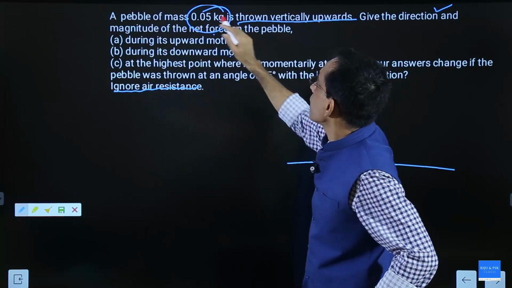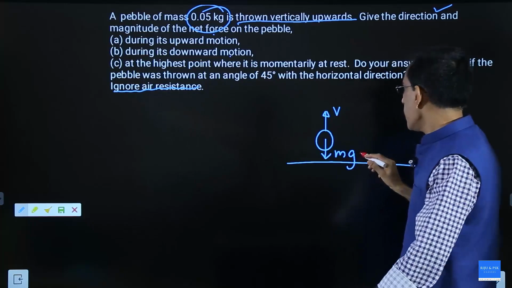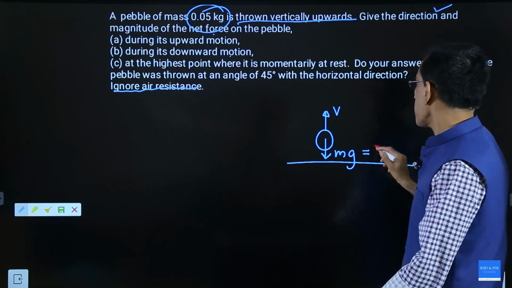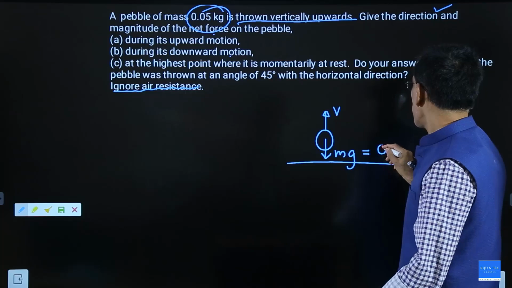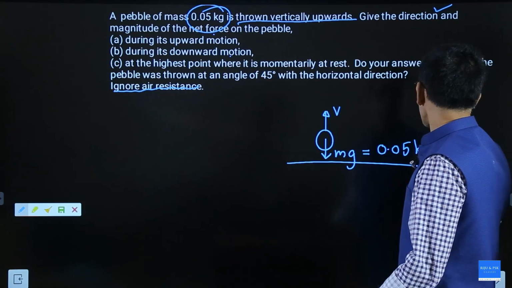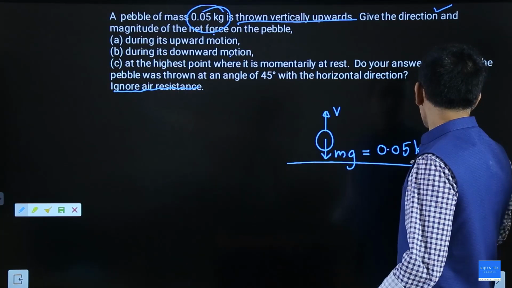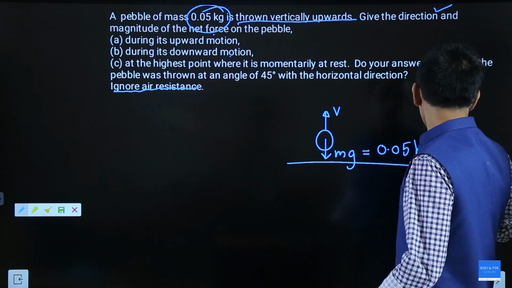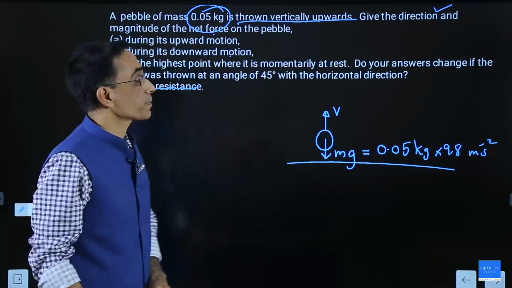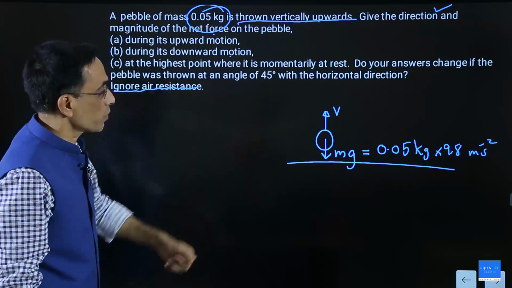Pebble is thrown, mass is given, and the acceleration is due to gravity, which is 9.8. So that should be equal to 0.05 kilogram into 9.8 meter per second square. That is the magnitude of the force, and the direction is downward.